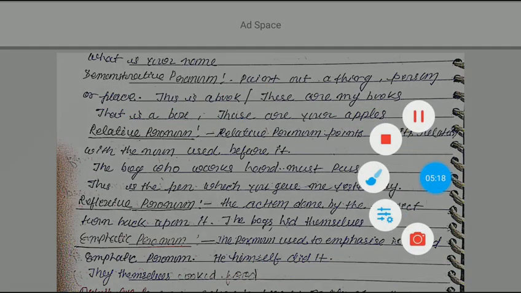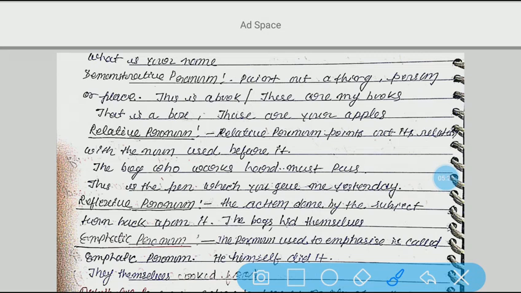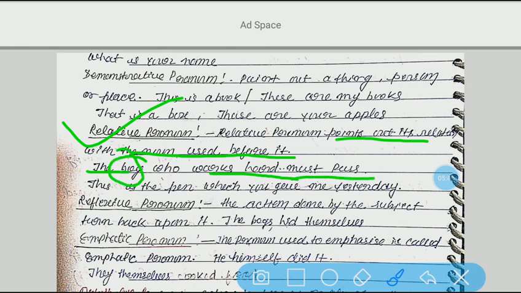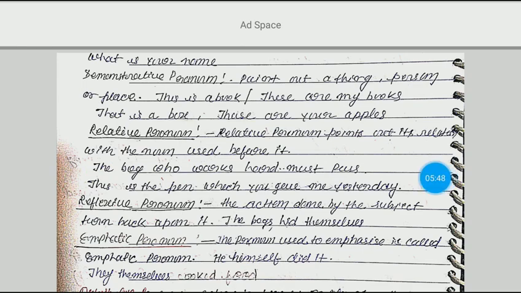Those are your apples. Now come to another type, the relative pronoun. A relative pronoun points out its relation with the noun used before it. All right. So here, the boy who works hard must pass. Here, we are connecting this boy with who. So what is who here? Relative pronoun.